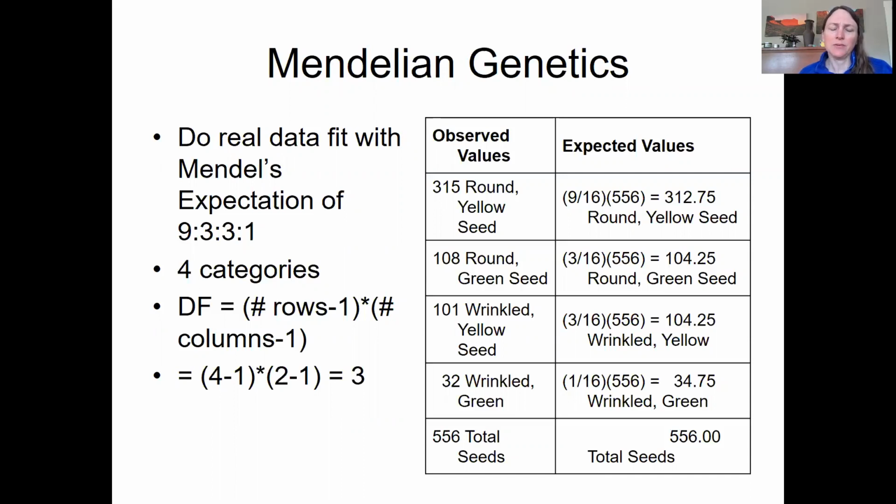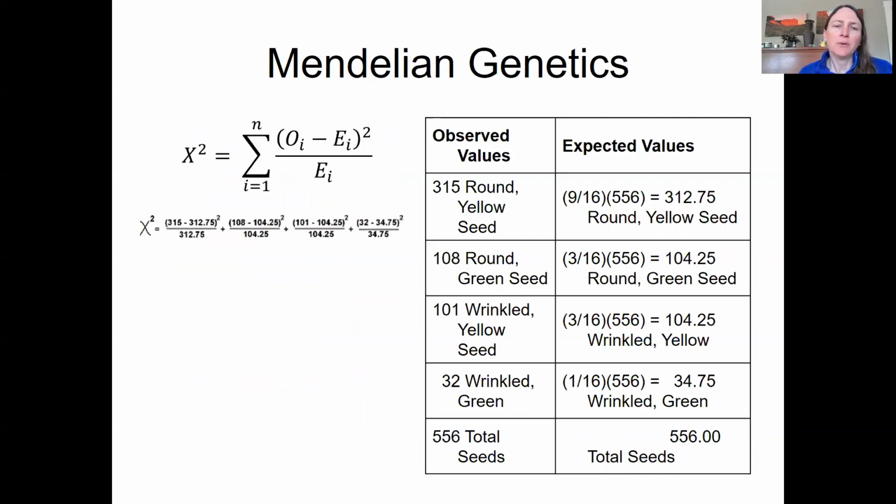And in this case, the degrees of freedom equal the number of rows in your table. So again, that's the number of groups. So we have 4 minus 1. And in this case, the number of columns minus 1, which would have been similar to the salmon example too, which would be 2 minus 1. And so 4 minus 1 times 2 minus 1 equals 3 degrees of freedom. Okay, so you can see the expected values are pretty close to the observed values.